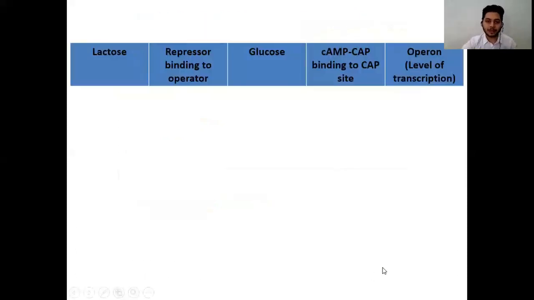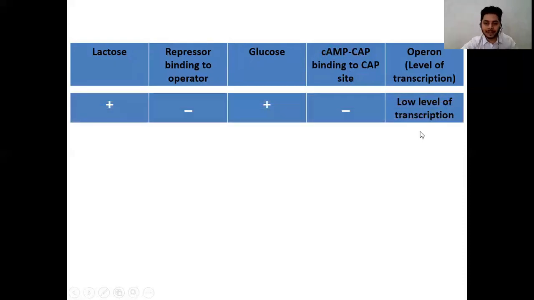For an overall summary of the lac operon, here we have the lactose column, the column for the repressor binding to the operator, glucose, and what happens to the cyclic AMP and CAP in the presence of glucose. The first case is that when lactose is present in the growth medium, repressors no longer bind to the operator. However, if glucose is also present in the growth medium, the cyclic AMP and CAP complex does not bind to the CAP site. Therefore, the levels of transcription are low, even though lactose is still present in the medium.